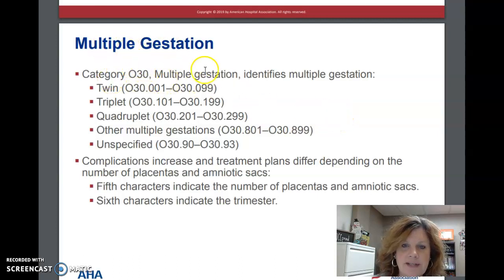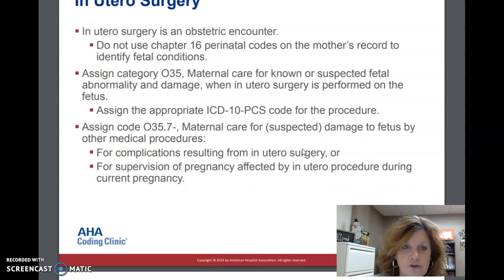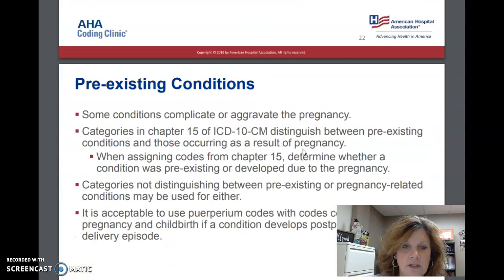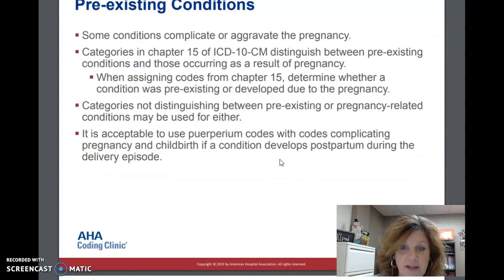Okay, so multiple gestation. If I am having twins, we're going to use an O code, O30.00 through there, triplet, quadruplet, other. Okay, so again, there are possibly complications. We have codes for intrauterine surgery, pre-existing conditions. We're going to code those if they, again, have not gone away before they delivered.